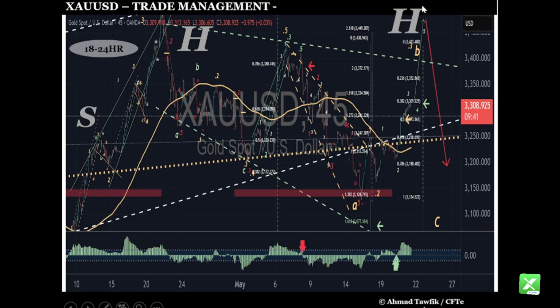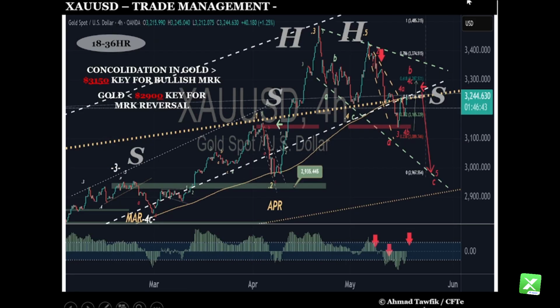So the fact that we are unable to break lower out of what is perceived to be a wedge means that we probably have the labels not very correct. We have an A here, we have a B here, we have a C here. This is a 5-wave swing going all the way to attack the market top. 3,500, 3,600 is actually our target.